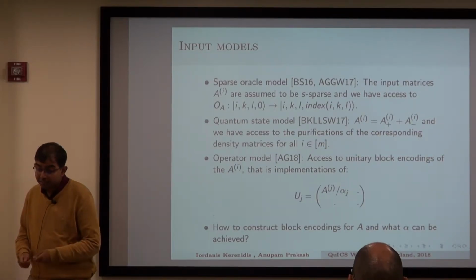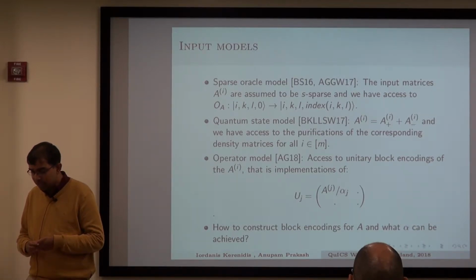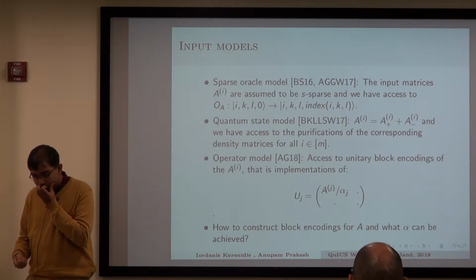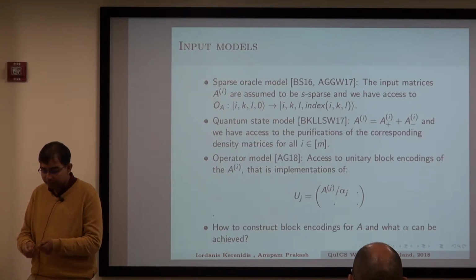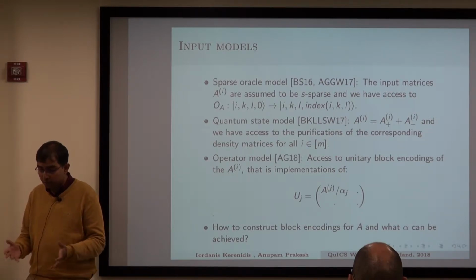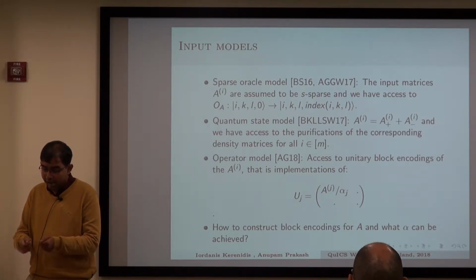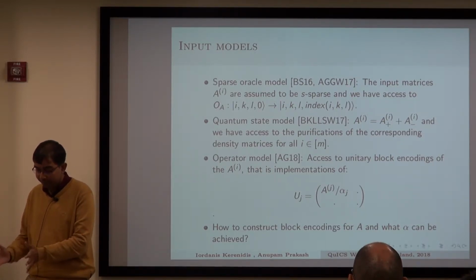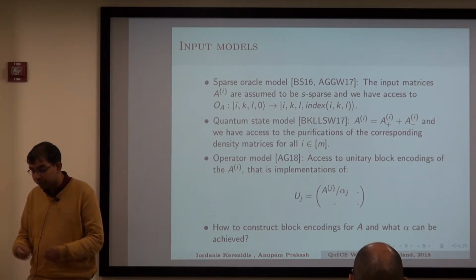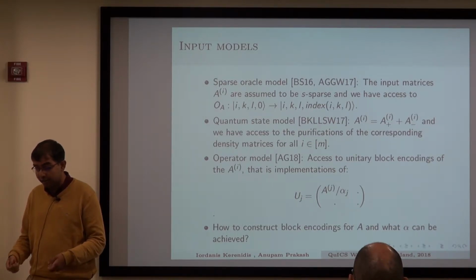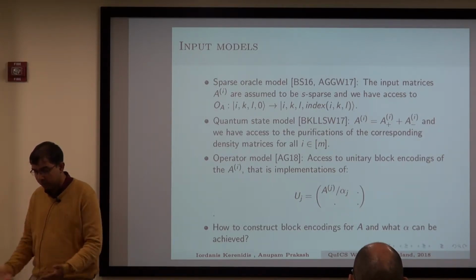Okay, so now let's discuss the input models in which our algorithms work, because that's very important in the quantum case. So the first input model for solving SDPs was the sparse oracle model. This appeared in the first 2 papers on the subject. And here we assume access to the A_i, the input matrices. They are assumed to be s-sparse, and we assume that there's an oracle O_A, which given i, k, and l gives me the index of the lth entry. So there's an efficient way to compute in the matrix A_i the lth entry in row k. So that's the sparse oracle model.